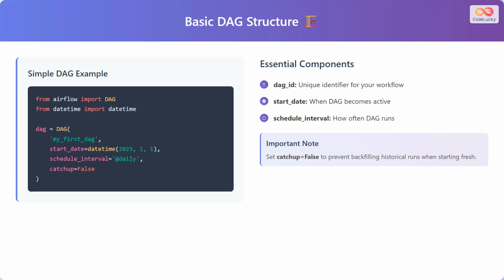Some of the essential components here are DAG_ID, which is a unique identifier for your workflow, a start date, which specifies when the DAG becomes active, and a schedule interval, which determines how often the DAG runs. It is important to set catchup equals false to prevent backfilling historical runs when starting fresh.